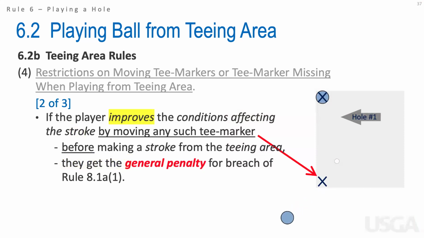If the player improves the conditions affecting the stroke by moving a tee marker, like we see there, before they make a stroke from the teeing area, they're going to get the general penalty. So we just don't want players going around moving tee markers just because they think, I don't like the way that looks, or I don't like why that's there. It's not a good reason to move the tee marker.